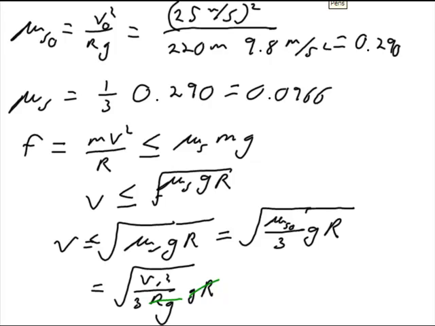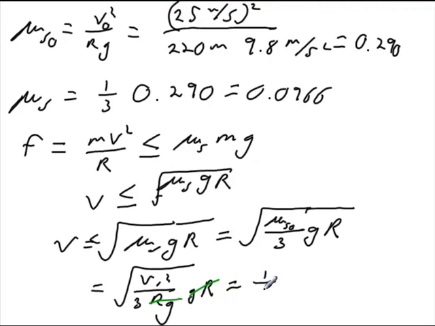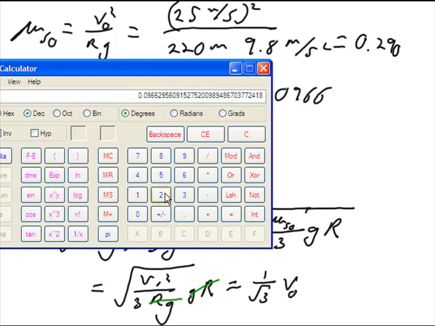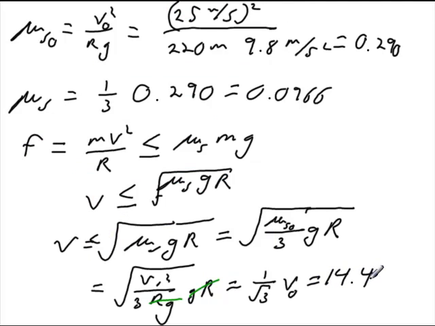And I find that my maximum velocity is just 1 over root 3 times my original velocity that I calculated before. That value, 25 divided by root 3, is 14.4 meters per second. So that illustrates some of the power in not putting in numbers too soon.